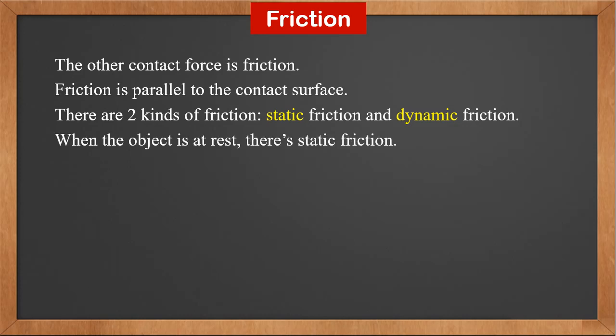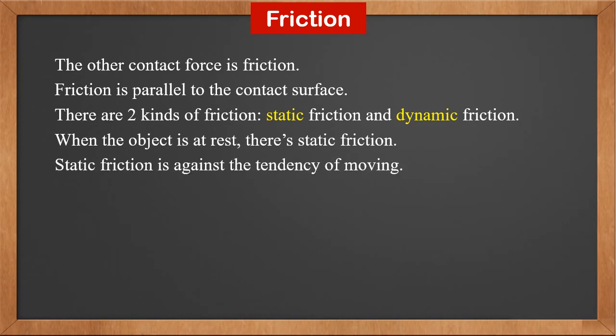When the object is at rest, there's static friction. Static friction is against the tendency of moving. For example, this object lies at rest on a slope. If the surface was smooth, the object would slide down the slope. So the tendency of moving is to go down the slope. Therefore, the static friction is in the opposite direction, which points upwards along the slope. The object stays at rest because of this friction. We use Fr to label the friction force.